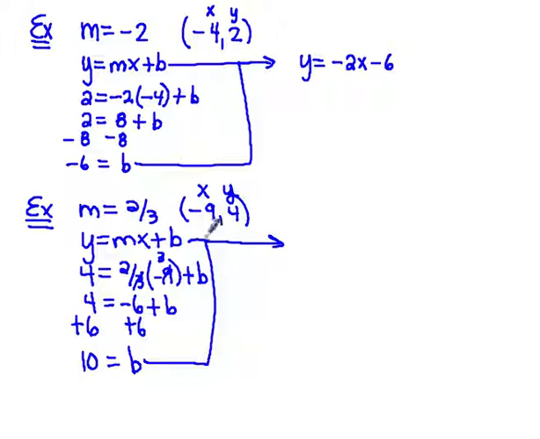We need to do y equals mx plus b. So we have y equals my slope, which is 2/3 x, and my b is 10. So I would have y equals 2/3 x plus 10. All right, simple enough. Now, what if I have 2 points?